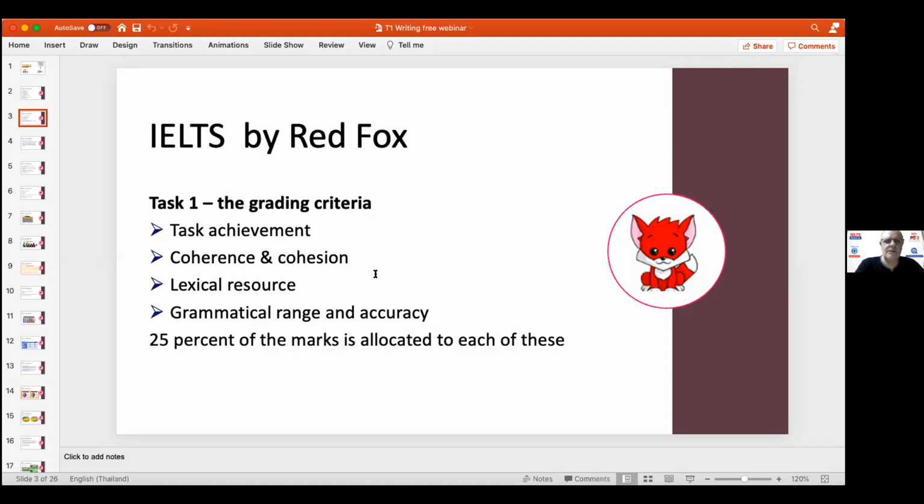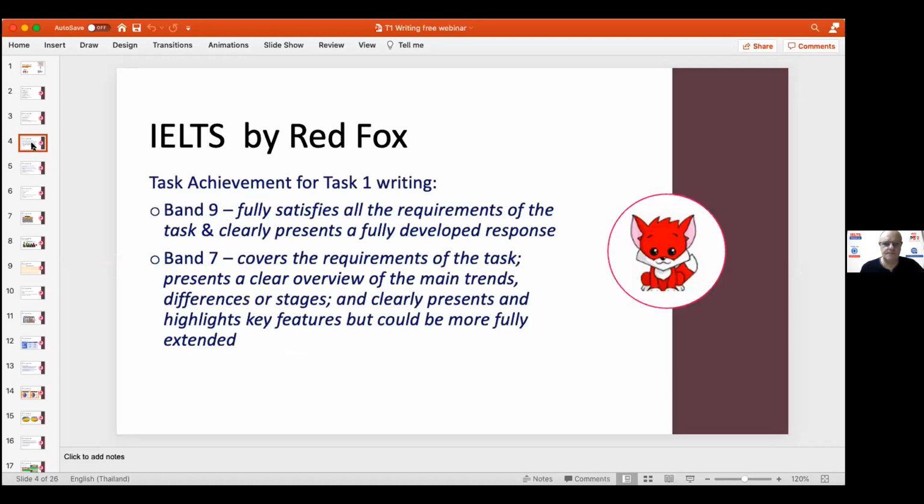So let's look at this grading criteria, and in particular, the task achievement element. What do we have to do to get a high task achievement score? Well, here are some extracts from the grading criteria. To get the highest score of band 9, which a tiny percentage of students actually manage, you have to fully satisfy all of the requirements of the task and clearly present a fully developed response.